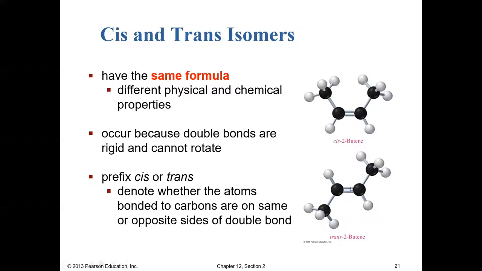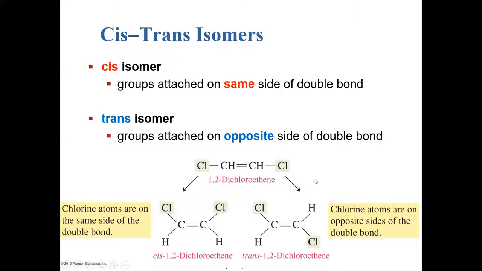So up above here, you see a cis-2-butene, and down here, this would be a trans-2-butene. So we denote whether the atoms are bonded on the same or opposite sides of the double bond, okay? So in this case, we have cis and trans here. If we talk about cis-trans isomers, cis means that groups are attached on the same side of the double bond, and in a trans isomer, groups are attached on the opposite side of the double bond.